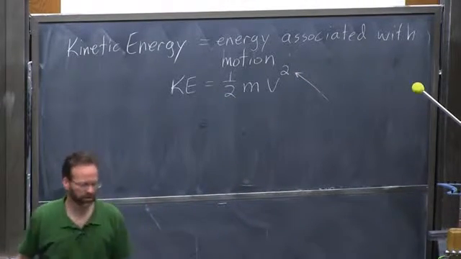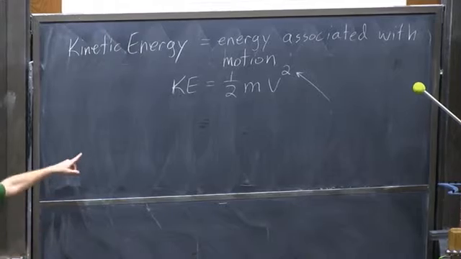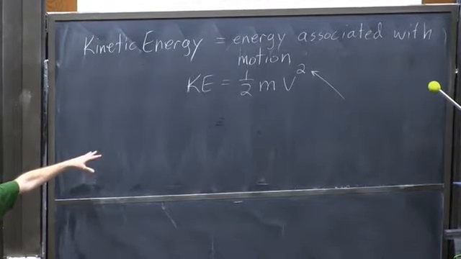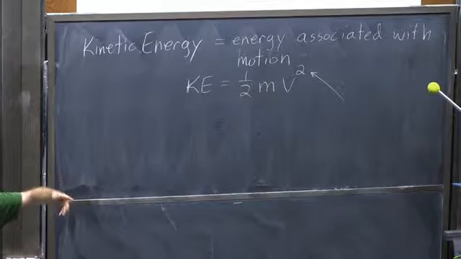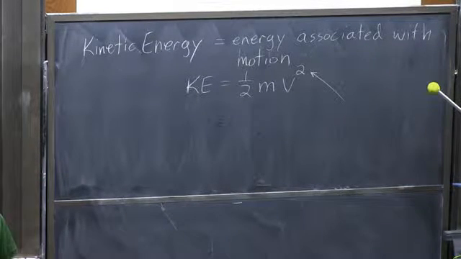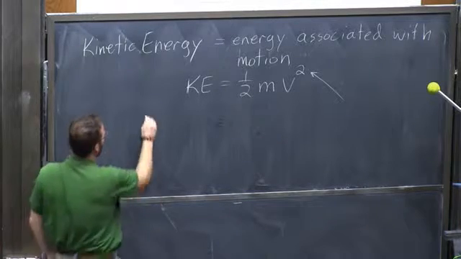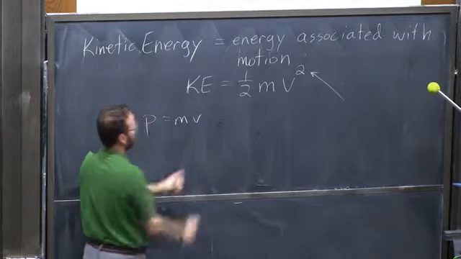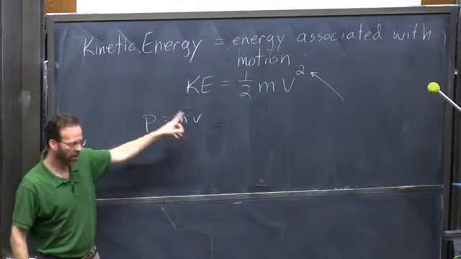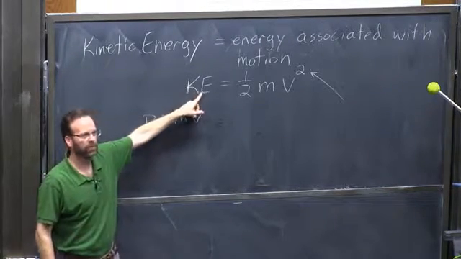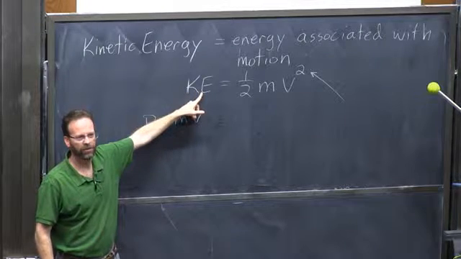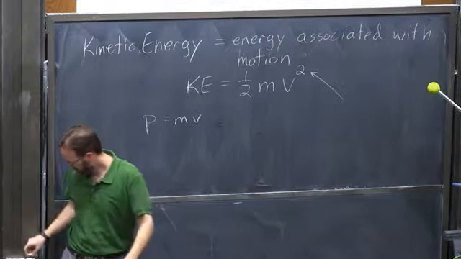And for that pre-lecture question, if you double the speed, it's twice the velocity, then 2 squared is 4. You will have 4 times as much kinetic energy. So looking at momentum again, if you double the speed, it doubles the momentum. But it quadruples the kinetic energy.